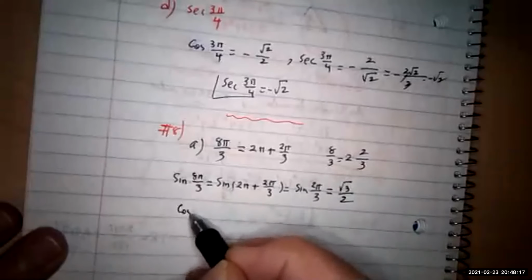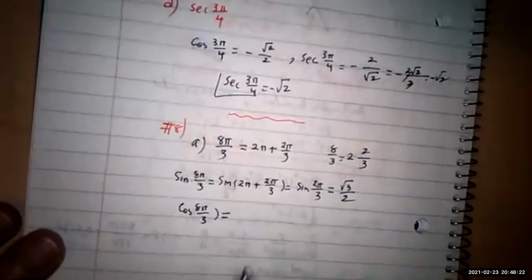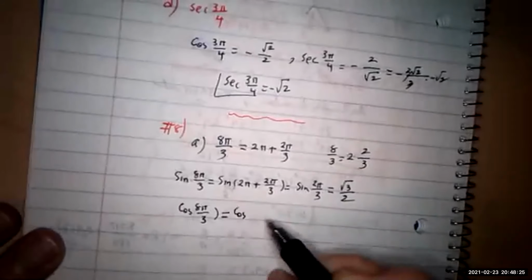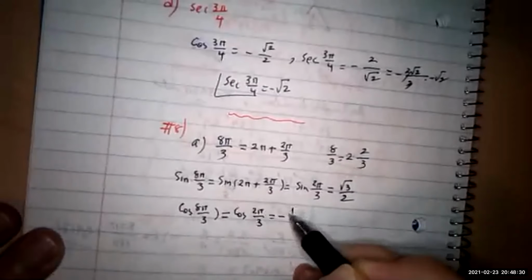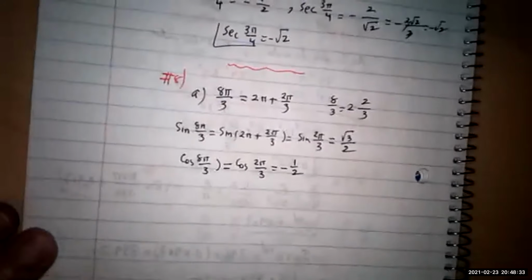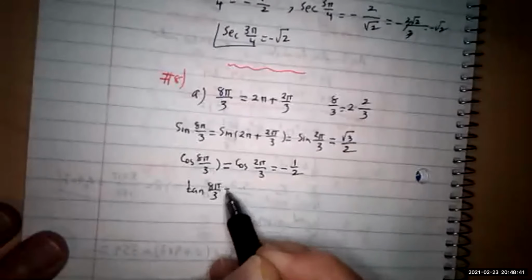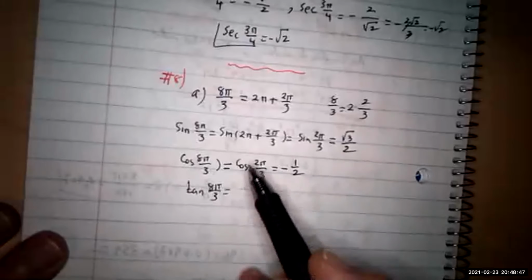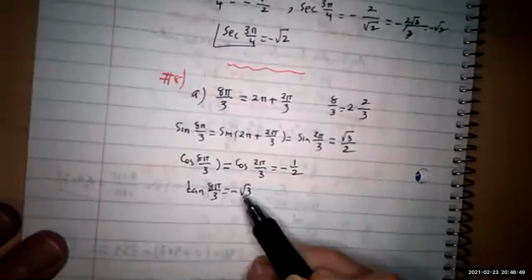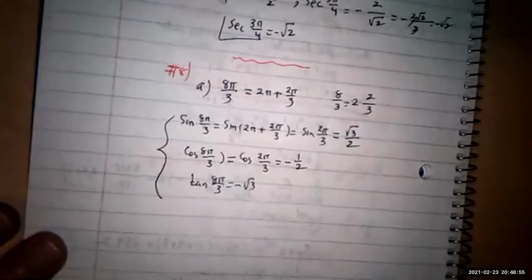Cosine of the 8 pi third. You got to be careful. It's going to be again cosine of the 2 pi third. You check the table, it's going to be negative 1/2. The cosine is negative in the second quadrant. Then the rest are going to follow. The tangent, you divide. We have the sine and the cosine, so the tangent would be negative radical 3. So these are those 3 famous ones. Use the reciprocal to get the others.